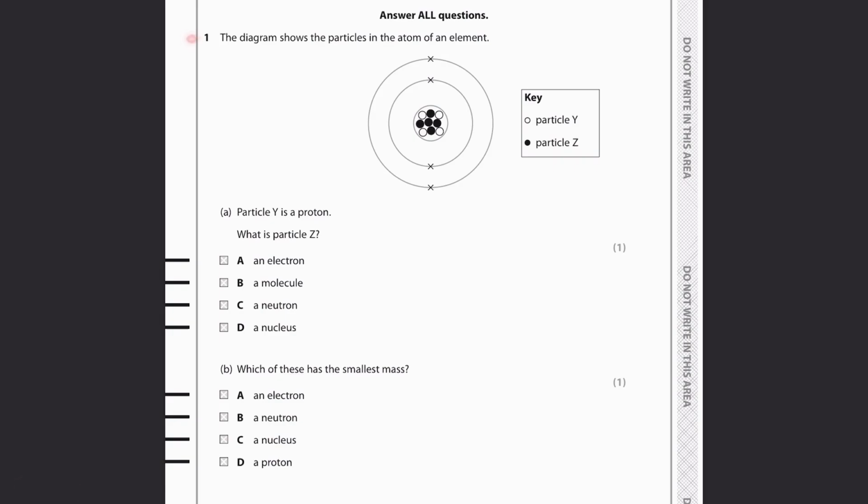Question 1. The diagram shows the particles in the atom of an element. Particle Y is a proton. What is particle Z? To answer this question, we need to revise the subatomic particles. These are the particles that are found inside an atom. They include protons, neutrons, and electrons.